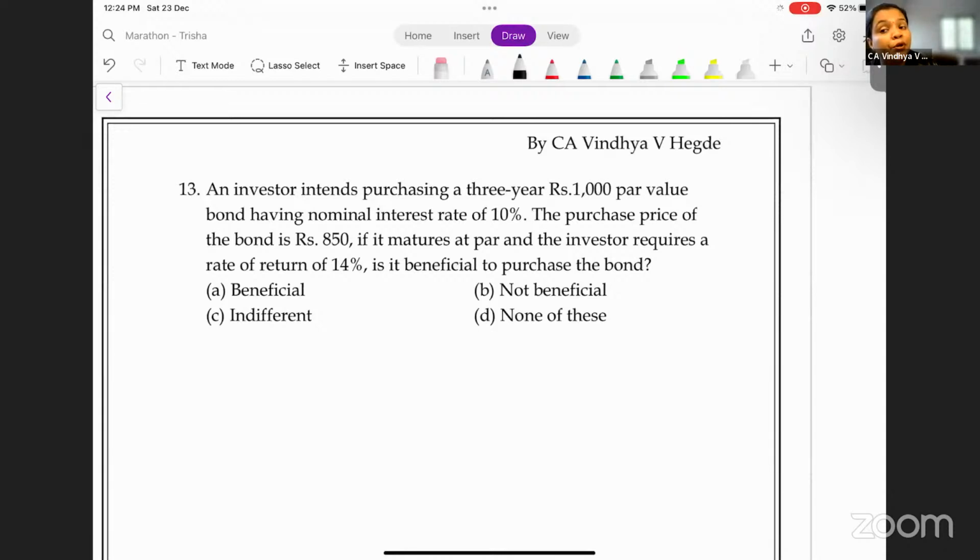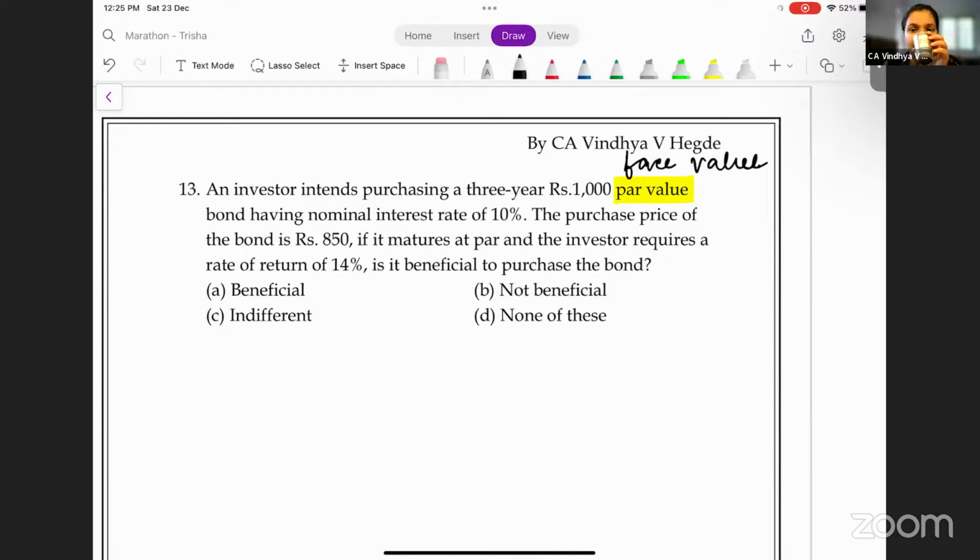Yes. I had told you that with respect to bond, I will explain you with the help of a question whether you have to purchase the bond or not? So this is the question. So what is given here is an investor intends purchasing a 3-year rupees 1000 par value bond. Now what is this par value? Par value means face value.